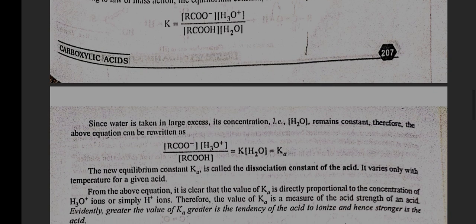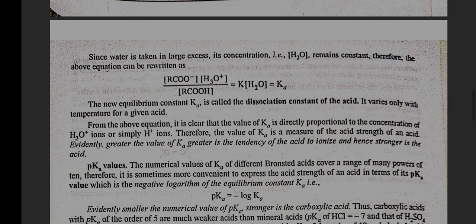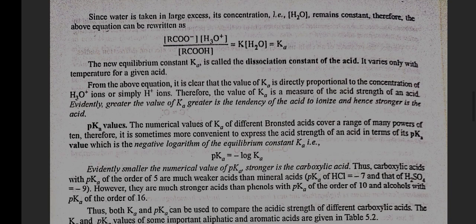Since water is taken in large excess, its concentration remains constant. Therefore, the above equation may be written as K[H2O] = Ka. Ka is called the dissociation constant of the acid. It varies only with the temperature for a given acid.